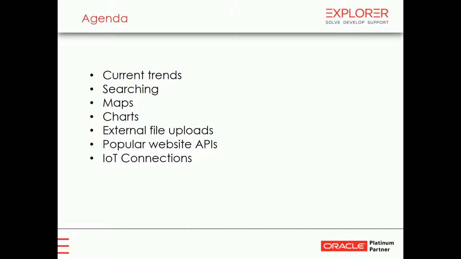So the agenda for this presentation, we're going to have a look at how you can connect Apex with the rest of the web using modern technologies and incorporate some of these new technologies into your Apex applications. We're going to have a look at current trends and how Apex stands with those. Then we're going to have a look at some examples including searching, maps, charts, file uploads, and incorporating popular website APIs. We're also going to have a quick look at IoT connections, which is the Internet of Things.